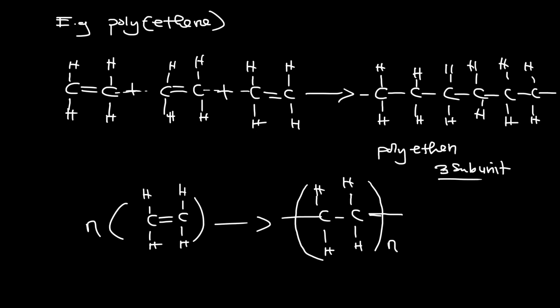Then of course you're going to write N. So N represents the number of subunits that are joining. Okay. So otherwise, this is the polyethene.